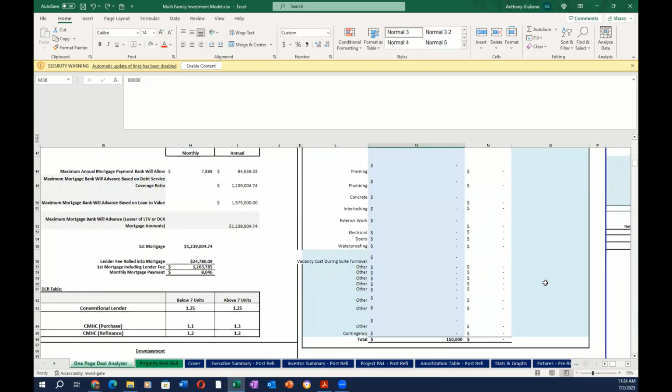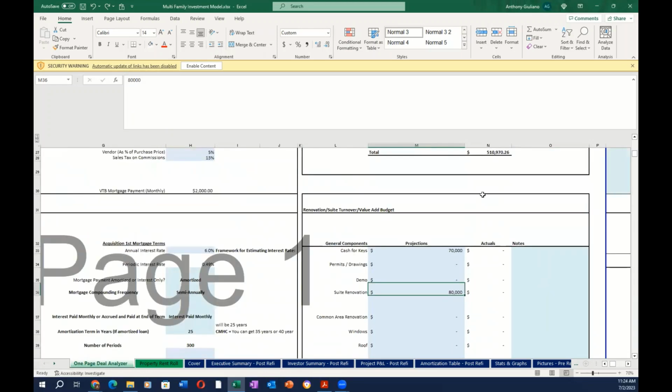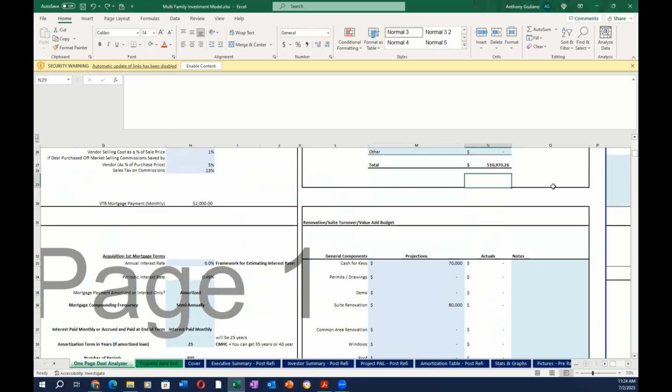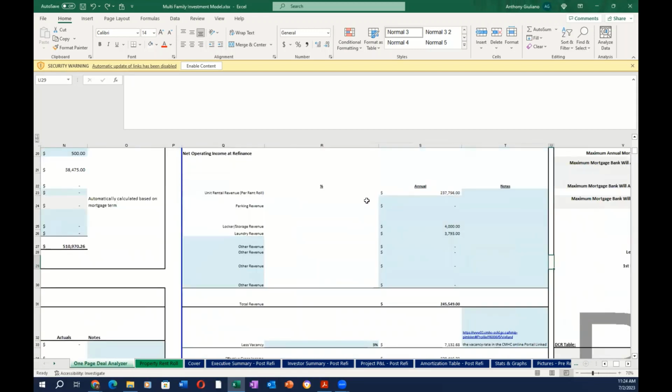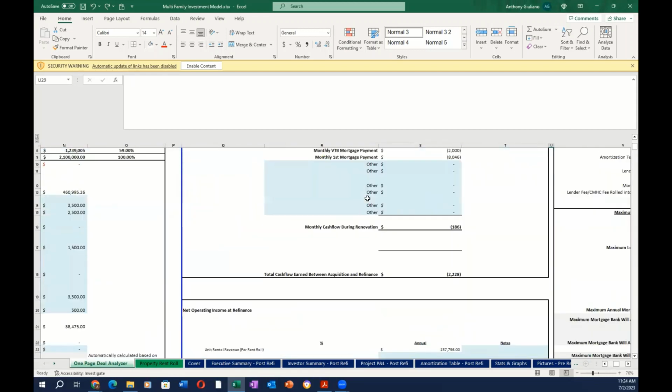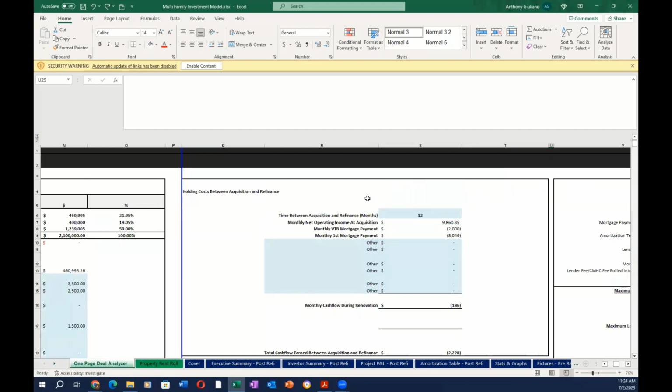So now I know that in addition to all these closing costs and down payment, I need another $150,000 to probably renovate the property and get it going. Okay, so now that we've completed that section, we're going to move to the next section, and this is us taking into account the amount of time that we're going to hold the property prior to refinance.